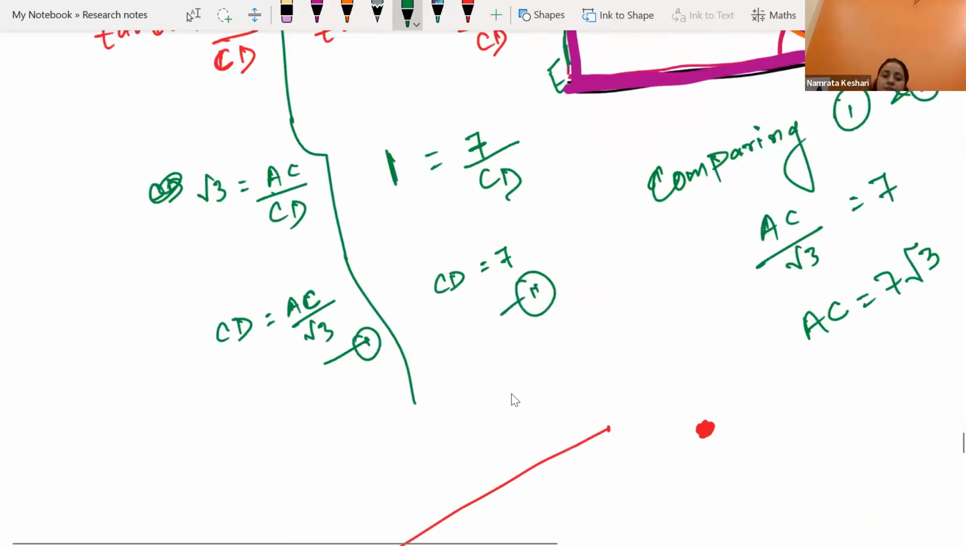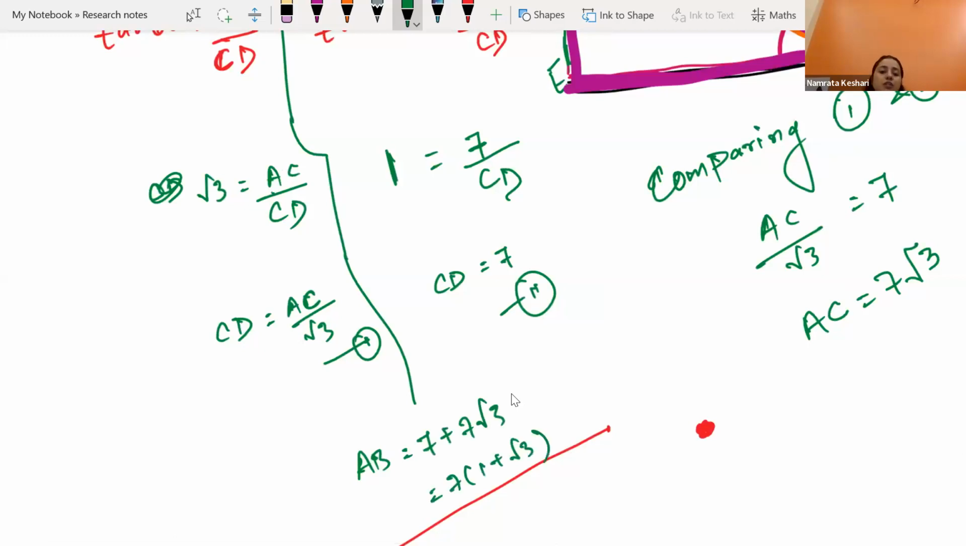Yes, ma'am. Okay, AB is 7 plus 7 root 3. That is 7 common, 1 plus root 3. If the root 3 value is mentioned in the question, we are supposed to substitute it over here. Otherwise, we can leave our answer as it is. This much meter is the height of the tower.